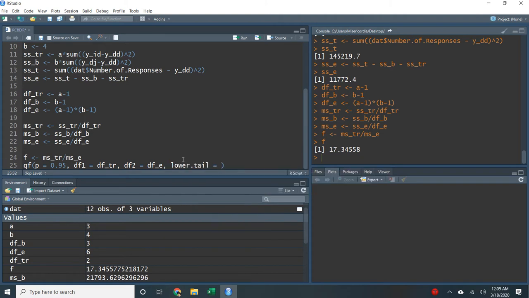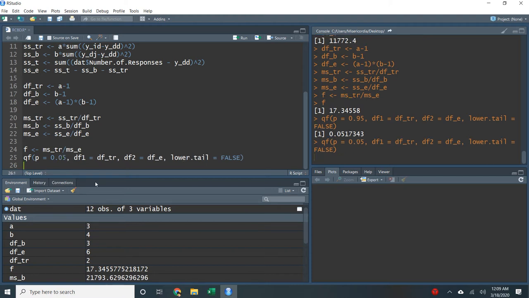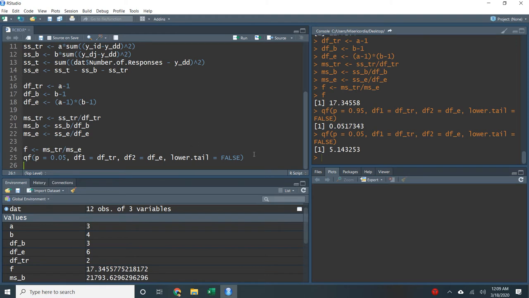And remember that we want this lower tail to be false. We want this to be an upper tail value. Excuse me, P should be 0.05 for the upper tail value. So we want 5% of the data on the upper tail.